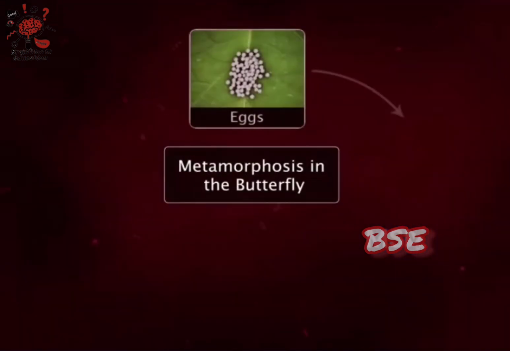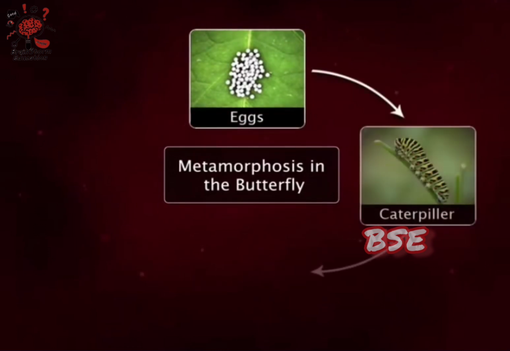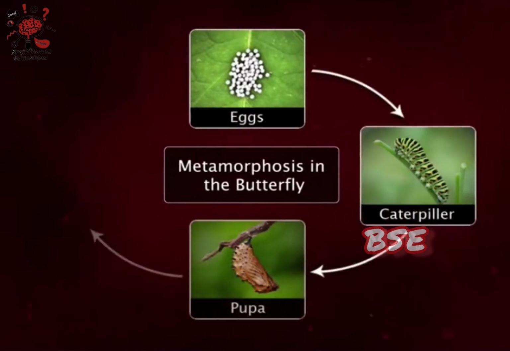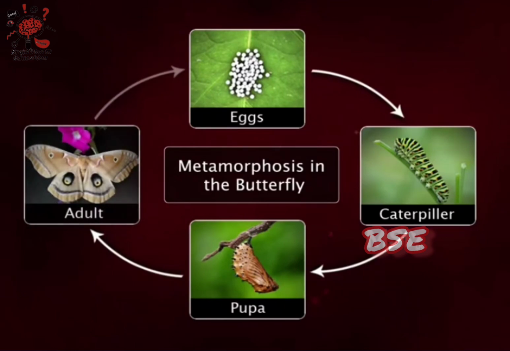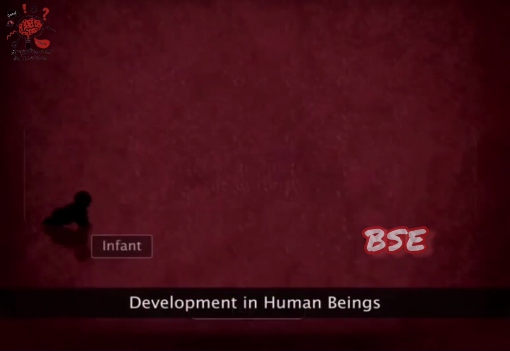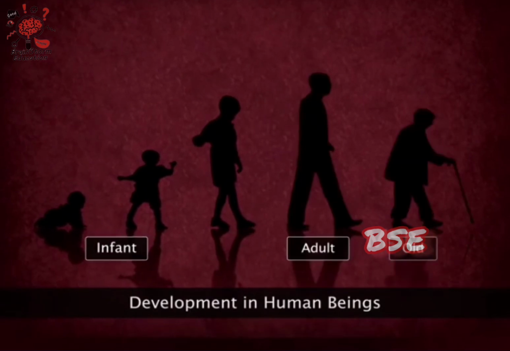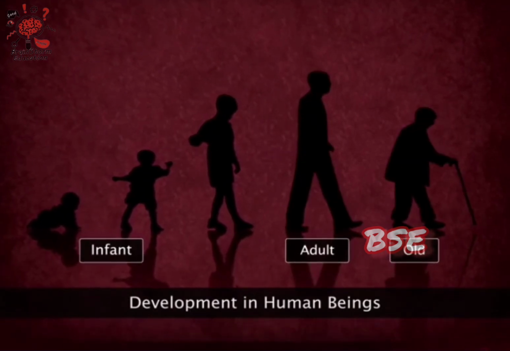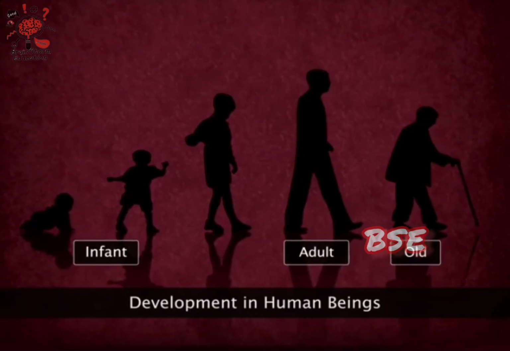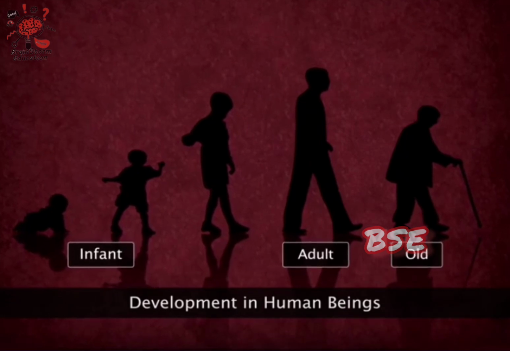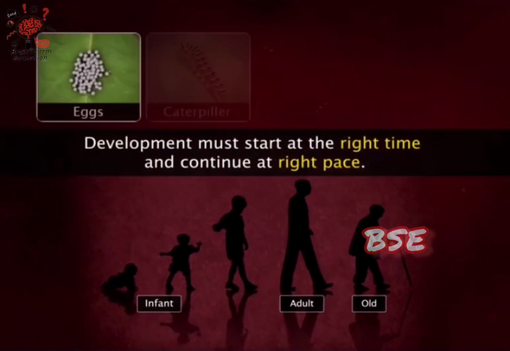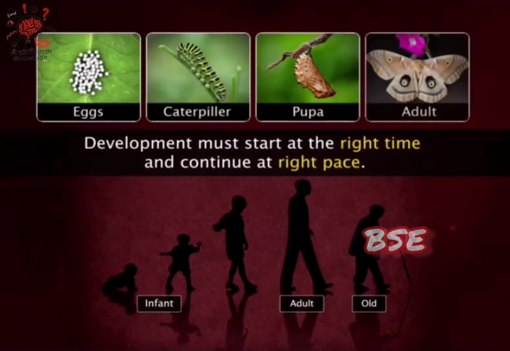To become an adult, the larva of a butterfly undergoes a series of changes during the stage known as metamorphosis. Similarly, our body also undergoes a variety of changes as it grows from infant to adult. It is very essential that all life processes in living beings, including development, must initiate at the right time and progress at the right pace.